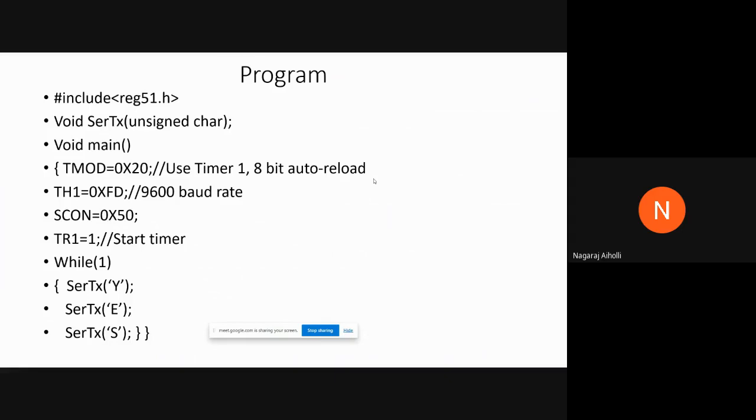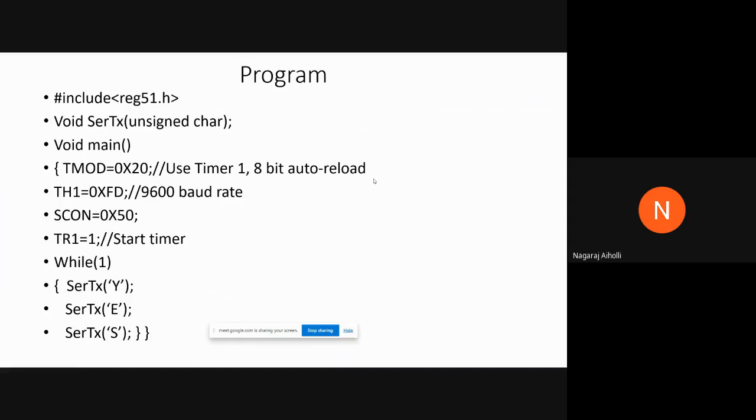We have solved an example where we discussed how to get various baud rates, that is 9600, 19,200, and how to obtain them, and what should be the starting value stored in the timer register. That example we have already discussed in our previous class. Accordingly, TH1 is equal to 0xFD to get the 9600 baud rate.